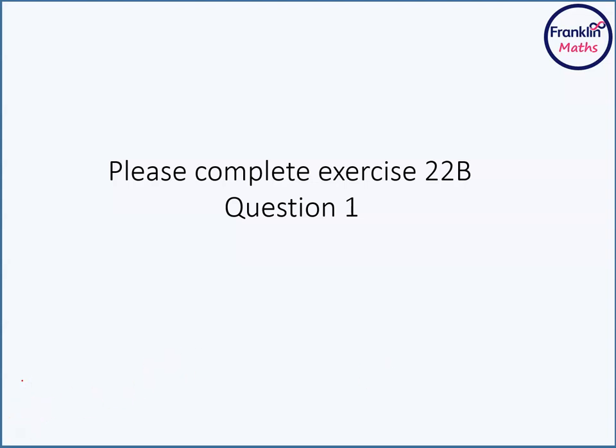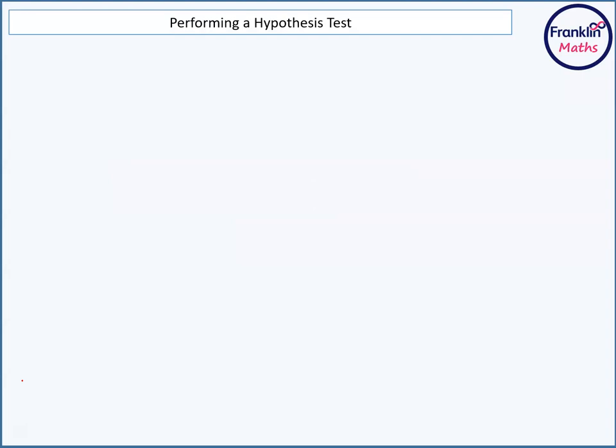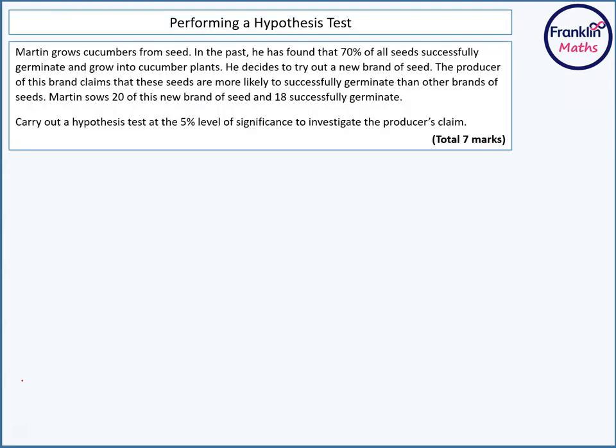Okay, so what we're going to look at now is a full-blown hypothesis test. So how you do it, and work from there. I would recommend to pause each question, jot it down, and then work from there. Okay, so here we go. We've got Martin, who grows cucumbers from seed. In the past, he's found that 70% of his seeds germinate, and then he's going to try a new brand of seed, and we're going to try and see if he should basically swap, see if the proportion of germinations has increased. And I'm just looking at the question there, more likely, so it's going to be an increase.